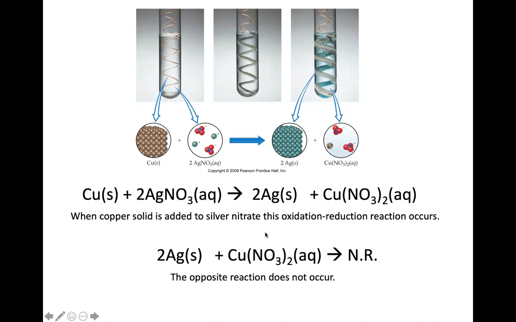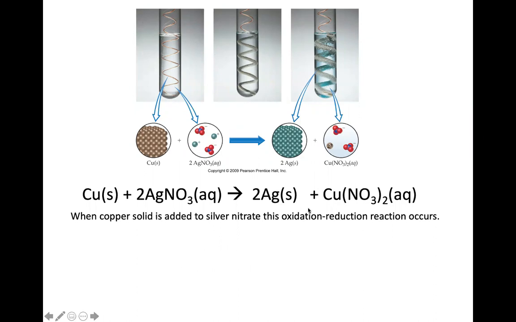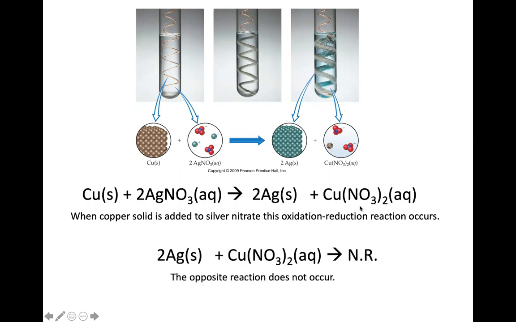If you go into the lab here, and let's say you start instead with a piece of silver and you put it in copper nitrate. If you start with those, nothing happens. My point being that a redox reaction, if it takes place in one direction, the opposite doesn't take place. A redox reaction has a directionality to it.